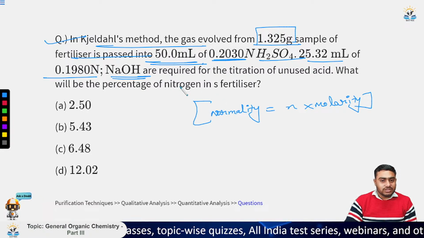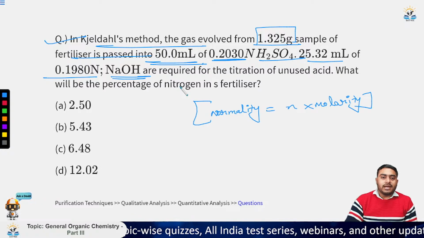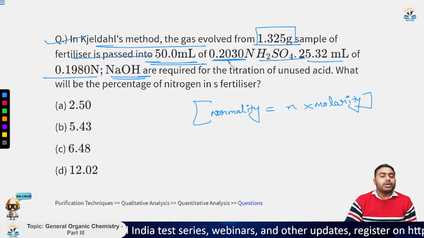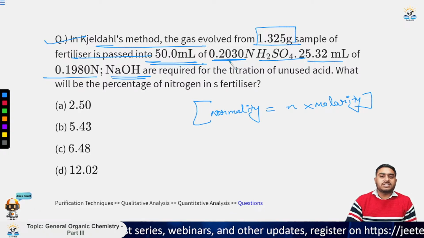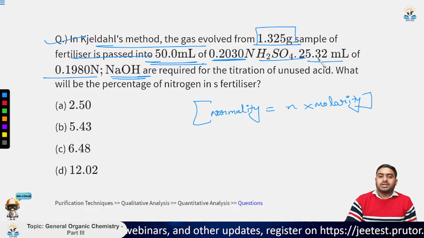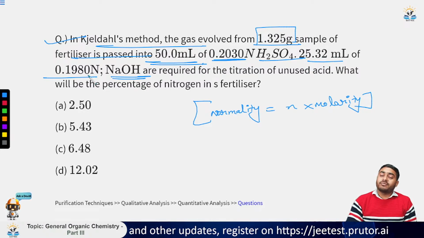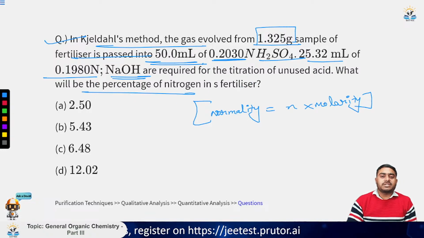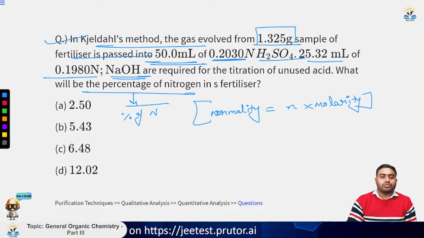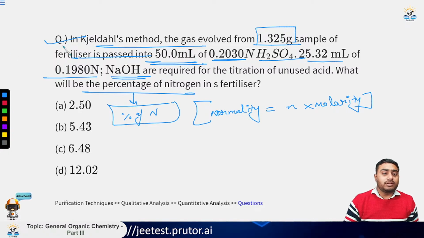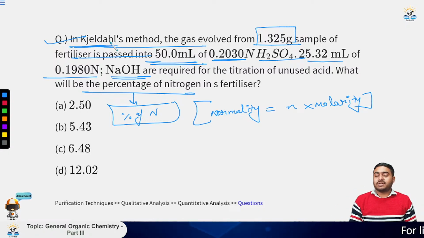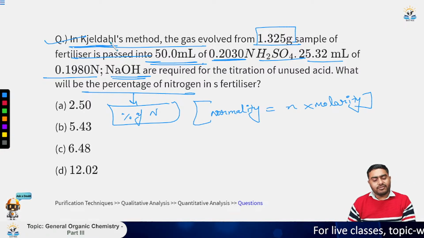If you want to calculate molarity, you can easily change the formula using this relation: normality divided by n gives molarity. So 50 ml volume is given of 0.2030 normal H2SO4, and 25.32 ml of 0.1980 normal NaOH are required for the titration of unused acid. What will be the percentage of nitrogen in the fertilizer? You have to calculate the percentage of nitrogen using the Kjeldahl method formula. Everything is given here. If you want to calculate molarity, you can use this relation: normality is equal to n factor into molarity.